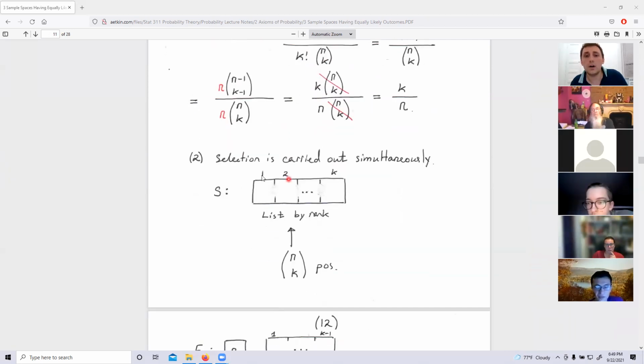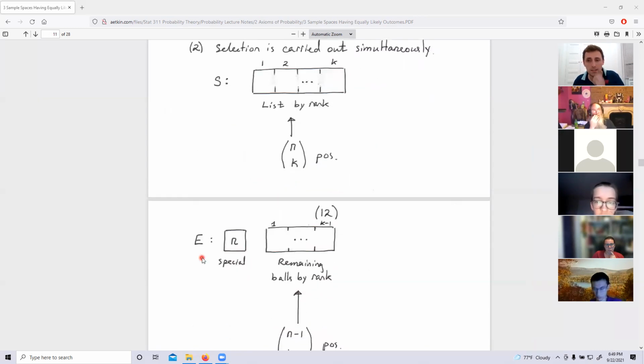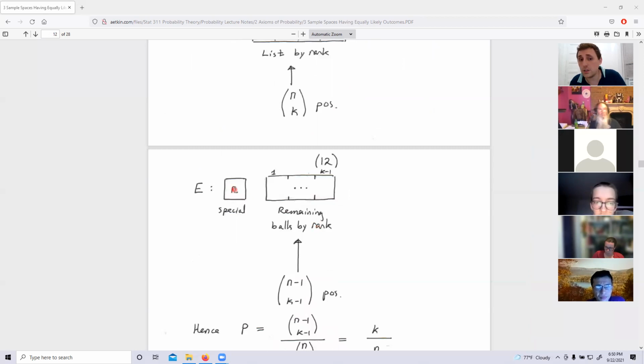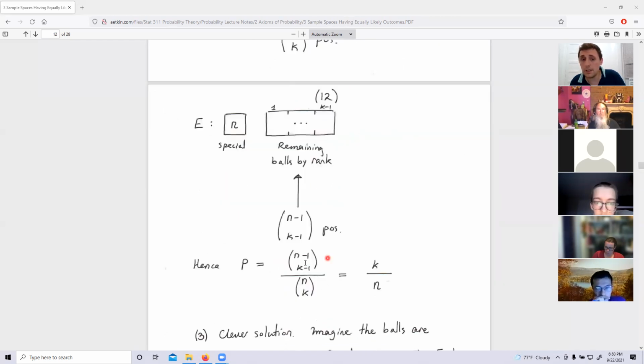Now we can carry out the selection simultaneously. So then those lines are not merged. They are n choose k solutions. And for the space, I can say I chose the special ball. It's already filled in. And how many remaining balls? N minus 1 choose k minus 1. And I have this formula, and we already observed it to be k divided by n.